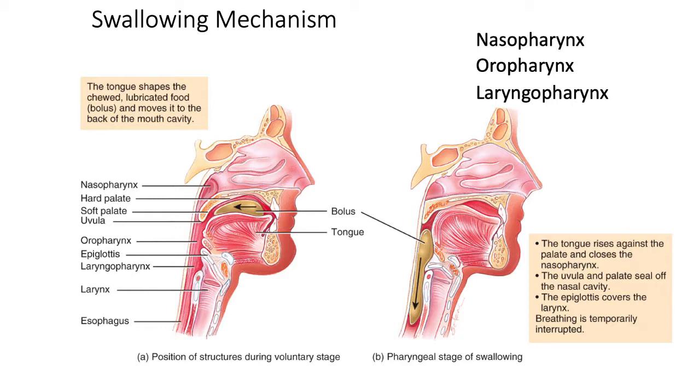During swallowing, the tongue pushes the food and saliva to the back of the throat. The uvula lifts to block the nasopharynx, and the larynx moves up under the epiglottis to block off the entry to the larynx. If you feel the front of your throat when you swallow, you can feel the larynx moving up. The food has no other option but to move down into the esophagus.